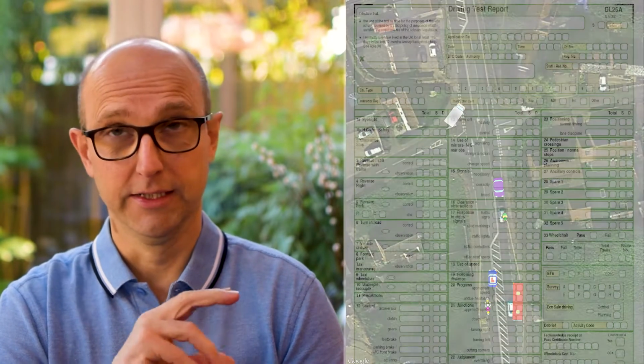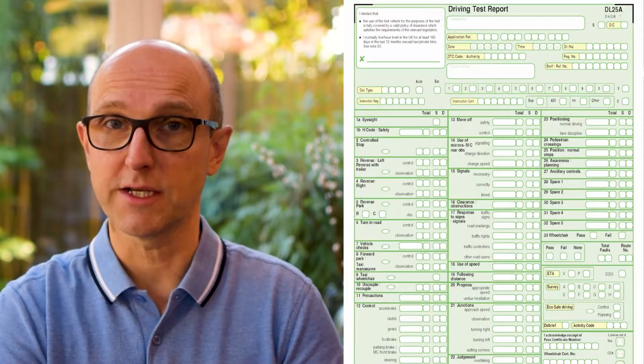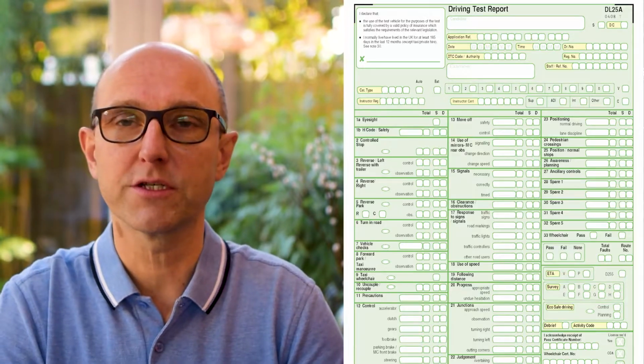So have a look at the picture. Your job from that is to identify what the fault is. If you were a driving examiner marking that, how would you record that on a DL25? If you're not sure what a DL25 is, I'll put a link in the description below so you can get access to it. That's the sheet that the examiners use to mark the tests with.